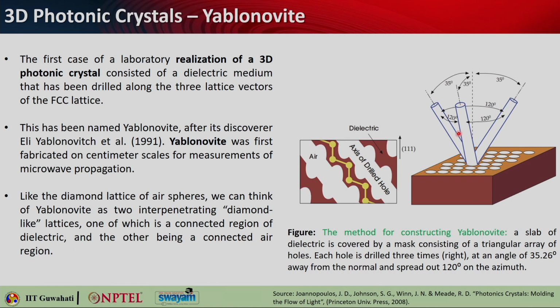So, this is how it was. The drilling was very complicated to make this kind of crystal. So, this is the method for constructing Yablonovite. A slab of dielectric is covered by a mask, consisting of a triangular array of holes. Each hole is drilled 3 times, right at the angle of 35.26 degrees away from the normal and spread out at 120 degrees on the azimuth, and that is how the drilling was done, and you will be able to get an FCC, face centered cubic kind of crystal arrangement, and that is repeating everywhere.